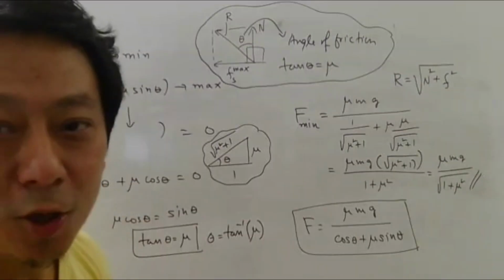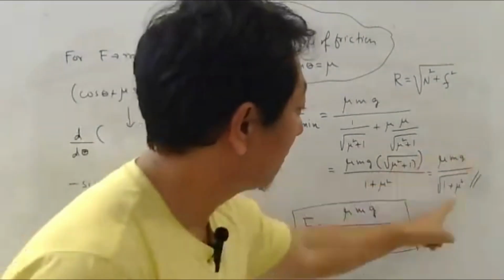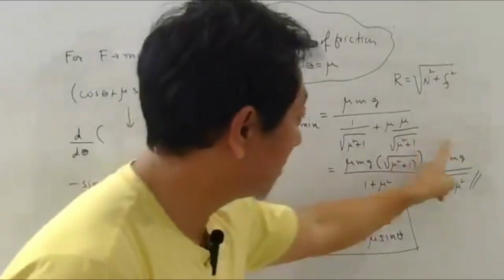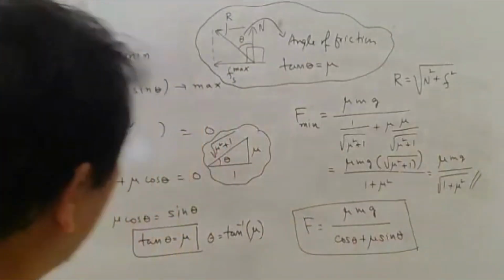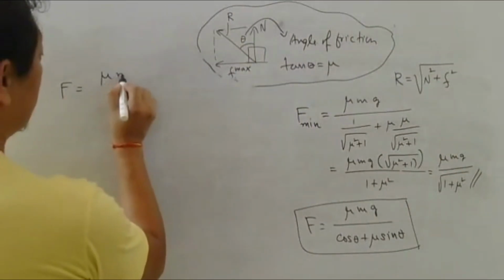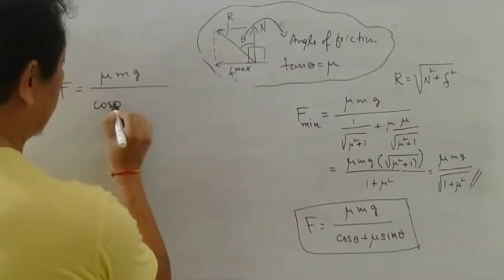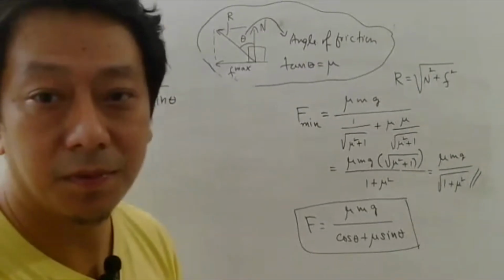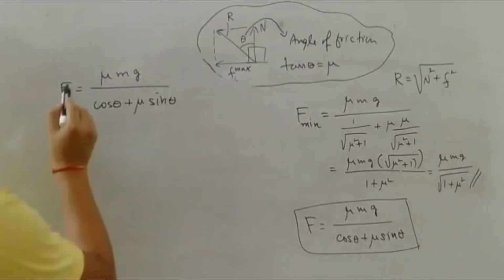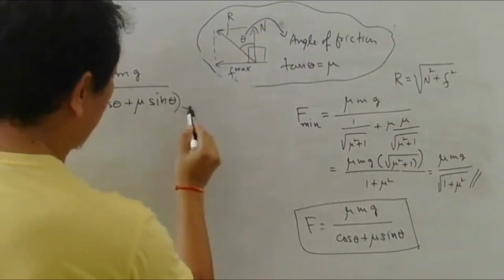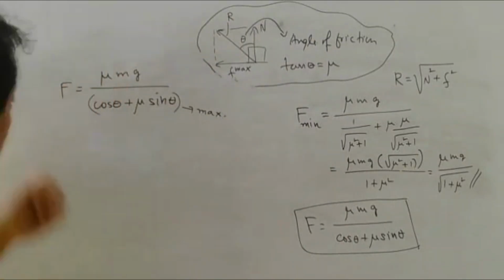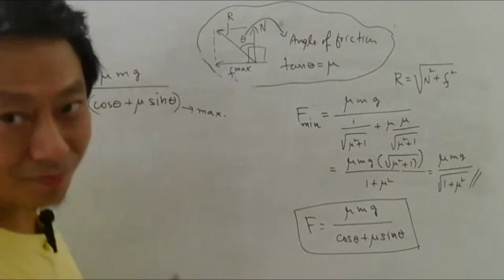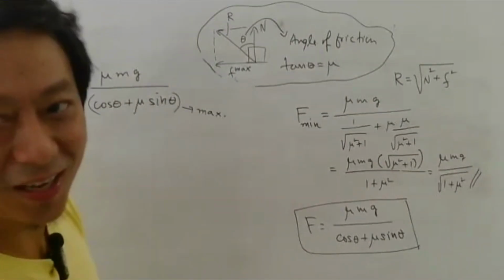Done? Shall I tell you a faster way to get this answer? If they want only the minimum applied force, there is a faster way once you reach till here. You got F equals mu mg by cos theta plus mu sin theta. Now you want to minimize this force, so you have to maximize this quantity. Think carefully, AC chapter. This is like two alternating quantities, like A sin omega t and B cos omega t.